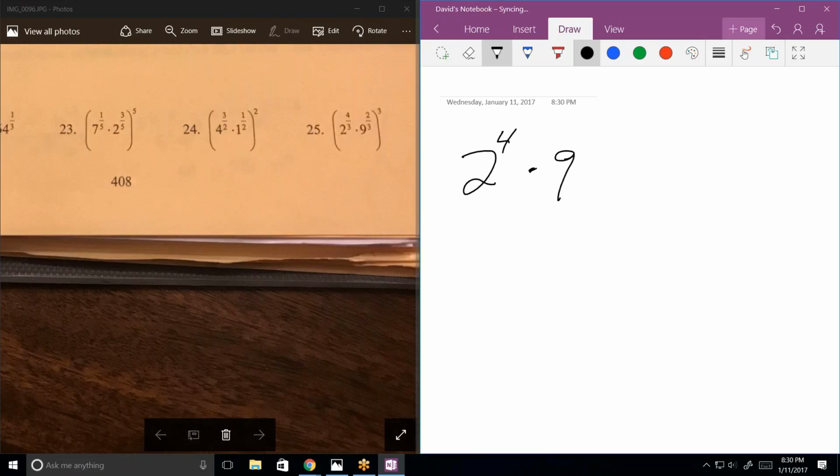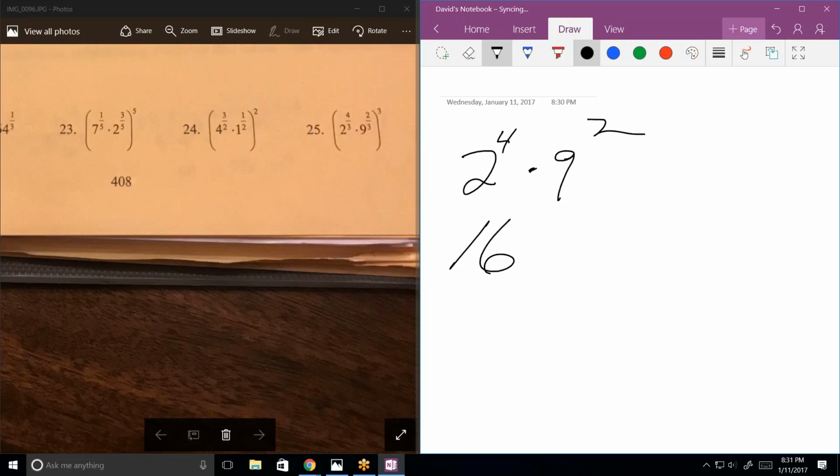2 to the fourth is what? 2 times 2 is 4 times 2 is 8 times 2 is 16. You know what? It's a good idea to remember 2 to the powers all the way up to like 6 at least. It's a good idea to know that 2 to the 6th is 64 just from memory, in other words, without having to multiply it all together.